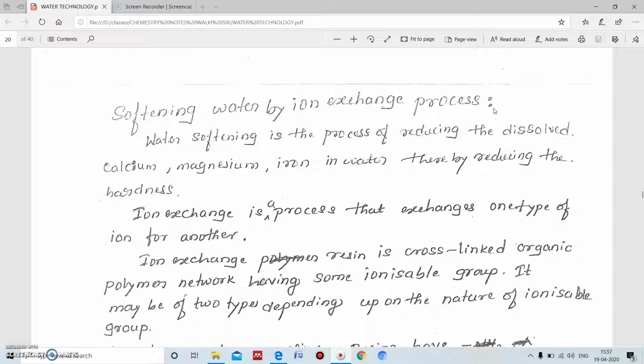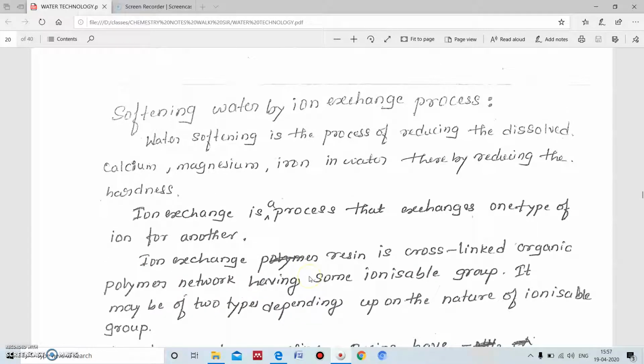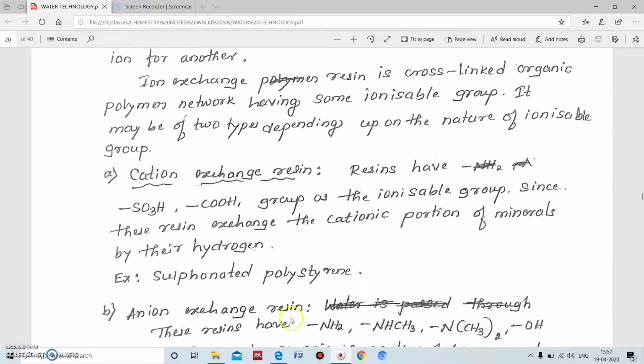The ion exchange process is the exchange of one type of ion with another ion. It can be done by using ion exchange resins. The ion exchange resins are organic polymer networks. They have ionizable groups, so that they exchange one particular ion from the water with themselves. There are two types of ion exchange resins: one is cation exchange resin and the second one is anion exchange resin.